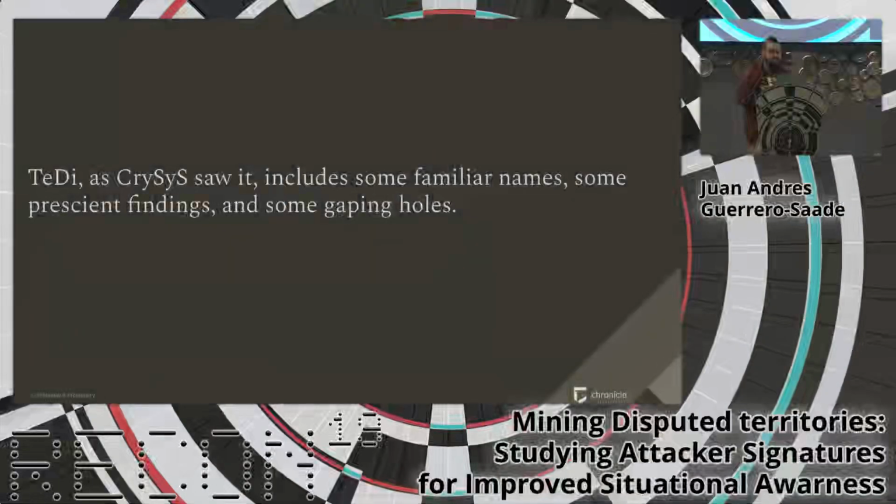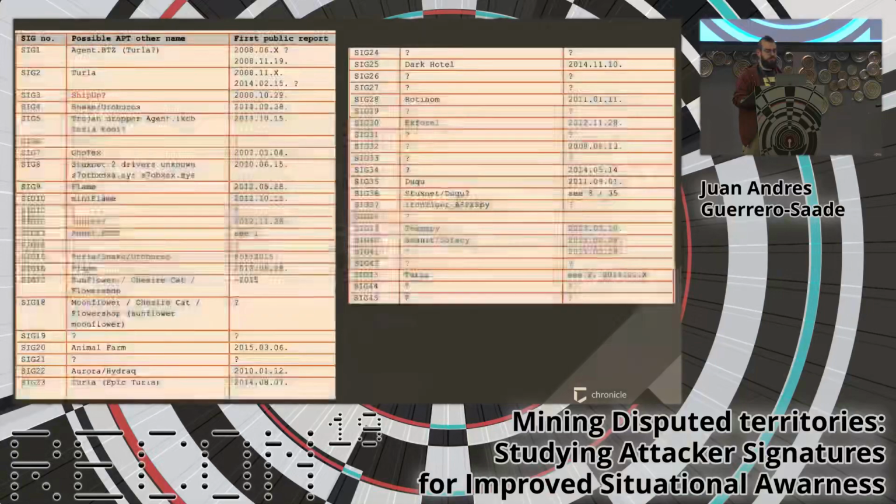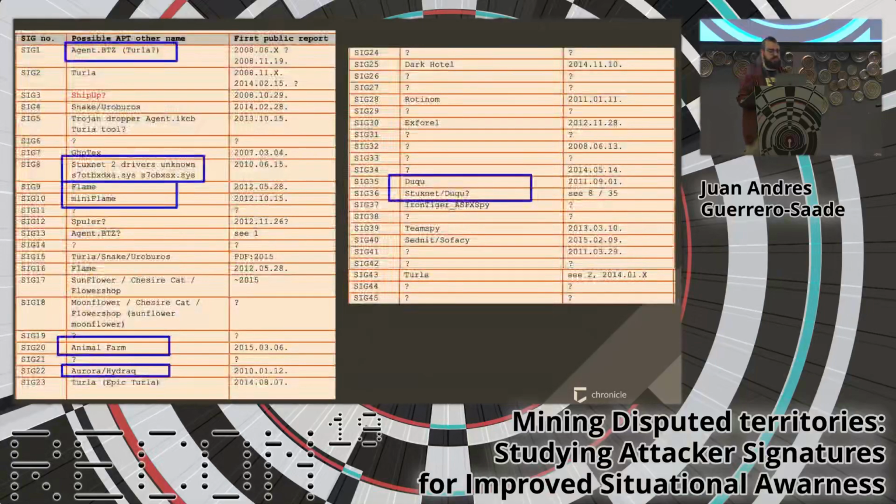And what's interesting is from what Crysys Lab saw in Territorial Dispute, you've got some familiar names. You already see some sort of prescient findings, but there's also some gaping holes. There's things that they couldn't find. So in here, you can start to see things that we're pretty well aware of. You've got Stuxnet and Agent.BTZ, Turla stuff, Animal Farm, HydraQ, Flame and Mini-Flame, and so on. If anybody's interested in Flame, we also just released some work on that a couple of months ago.